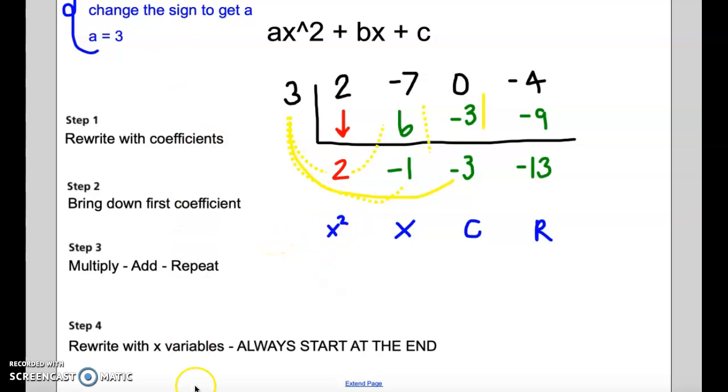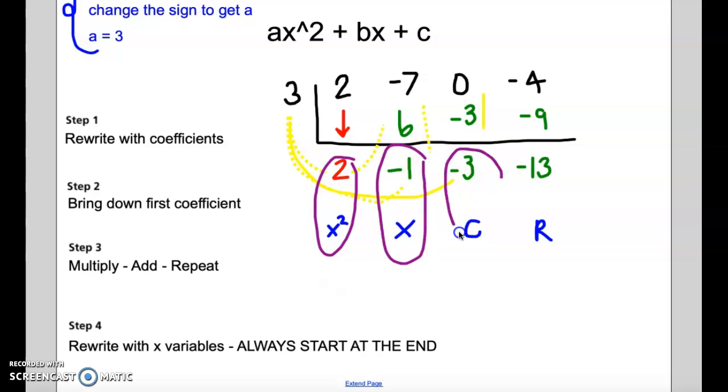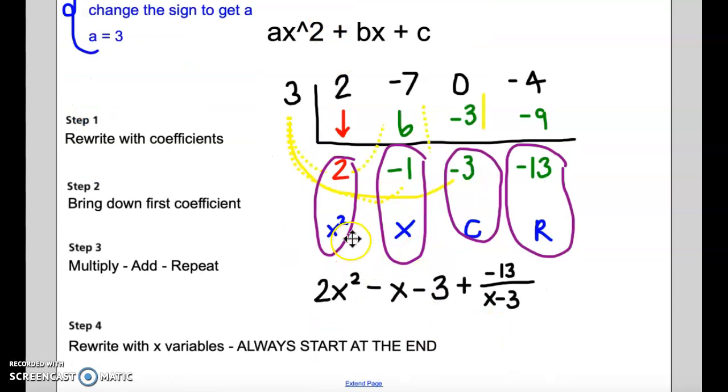And then my last step is to put it all together. So now, here's part of my answer. 2x squared minus 1x minus 3. Remember how we write it? Plus the remainder over the divisor, plus negative 13 over my divisor, x minus 3. So how that looks is like this. 2x squared minus 1x minus 3 plus the remainder over the divisor, just like we did in long division.